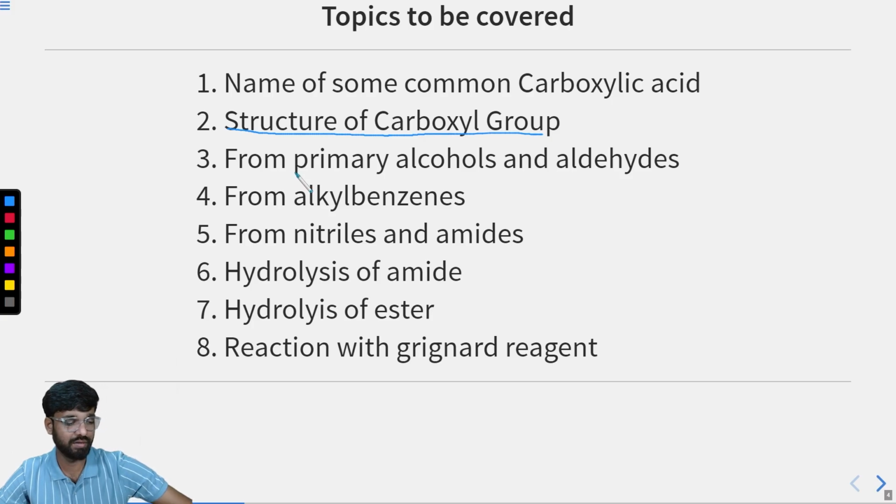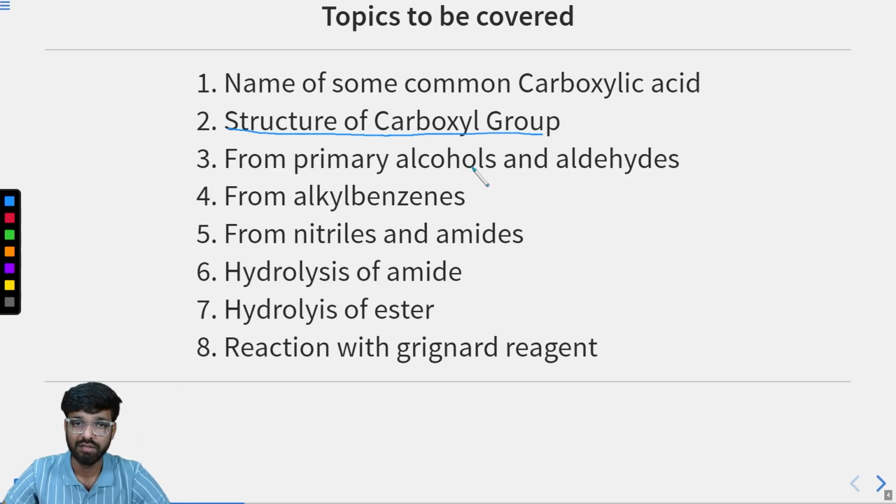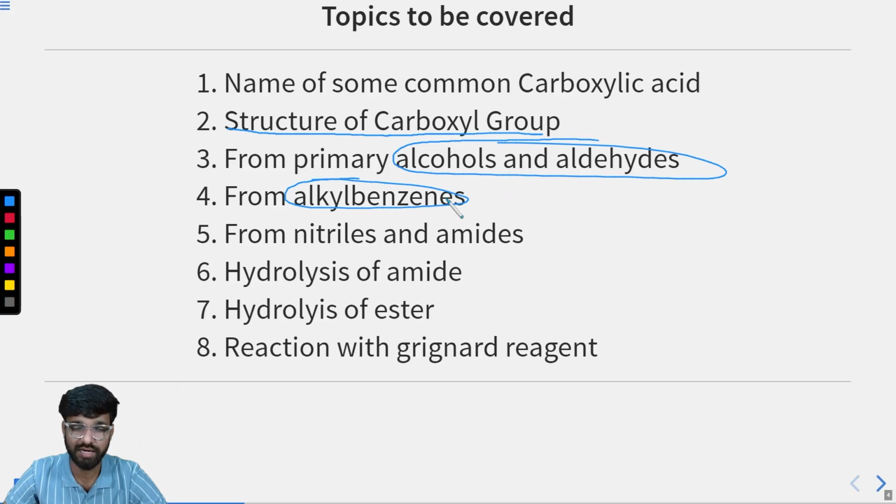Next we will see some methods of preparation, starting from alcohols and aldehydes through oxidation. After that, from alkyl benzenes. Alkyl benzene means benzene is connected to an alkyl group. Then from nitrile and amides. If you are not aware about the structure, no problem, we will see it.